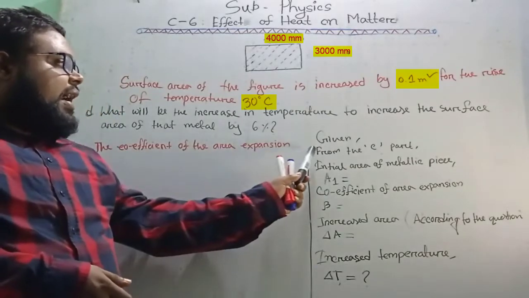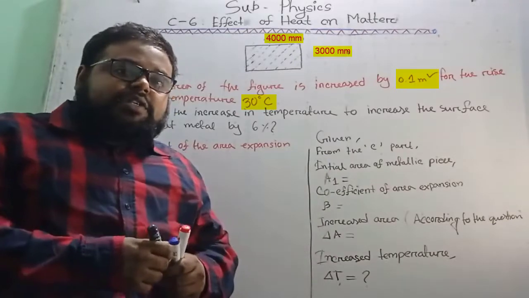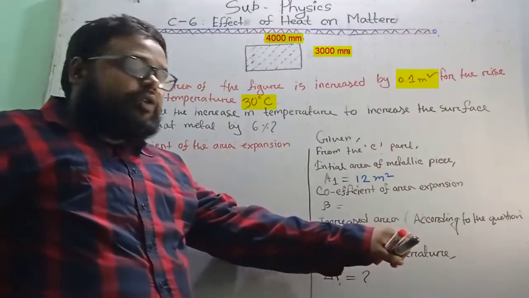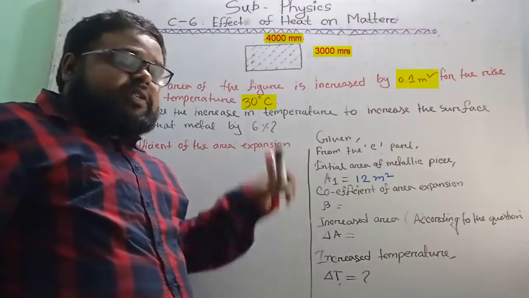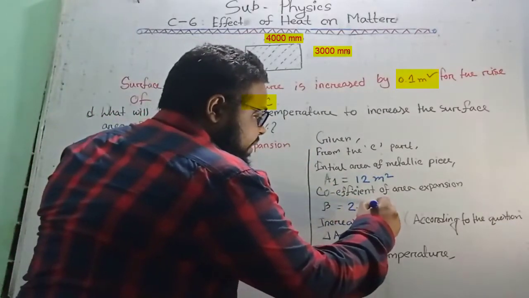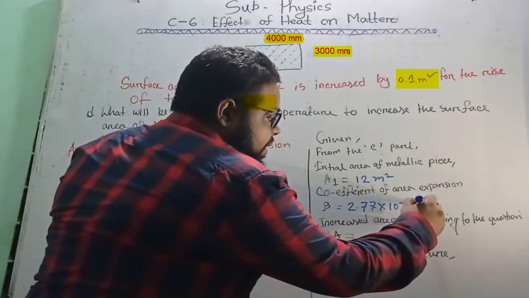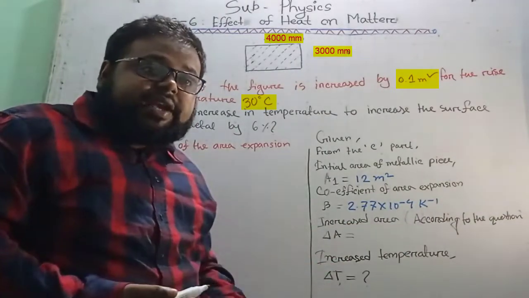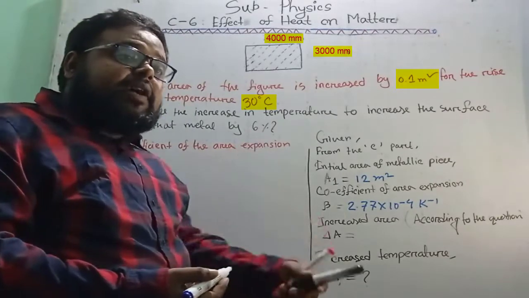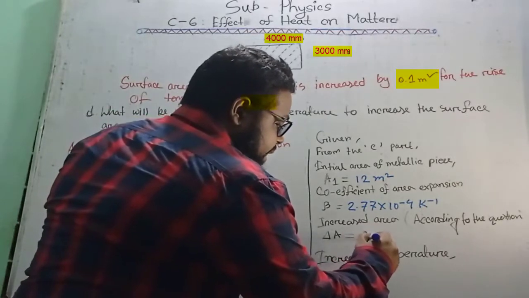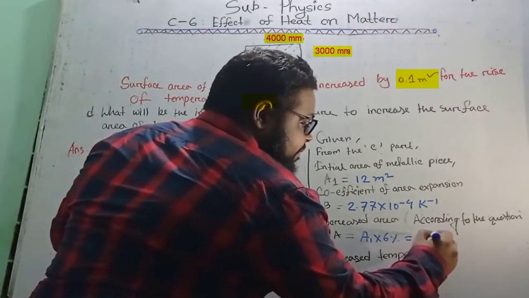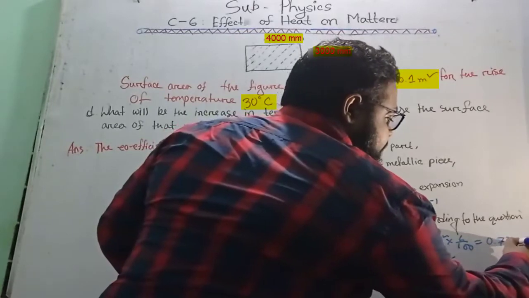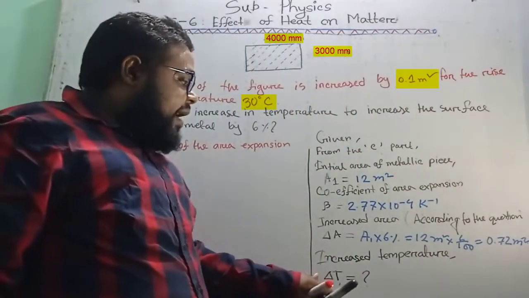Okay, so here you can see the given values: the initial area of the metal piece from the C number question, 12 meter square, and the coefficient of area expansion, which we also got from the C number question, 2.77 into 10 to the power minus 4 per Kelvin. Increased area according to the question, del A. What will be the value of the increased area? Increased area will be 6 percent of the previous area. That means A1 into 6%, 12 meter square into 6 divided by 100 equals 0.72 meter square.